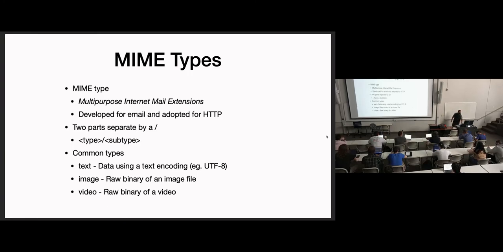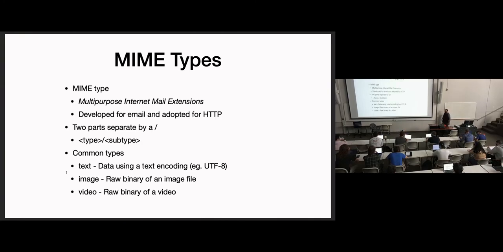A MIME type has two parts, a type and a subtype. The common types that we'll see are text, image, video, and there are all kinds of other ones. Sometimes you'll see application for JSON messages, and whatever type the data is, you'll see different types.